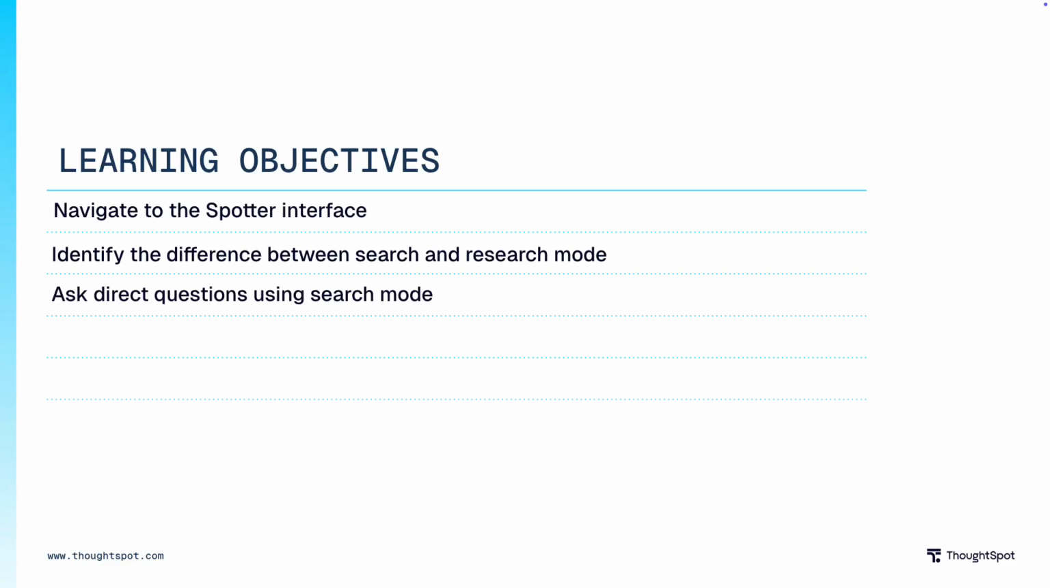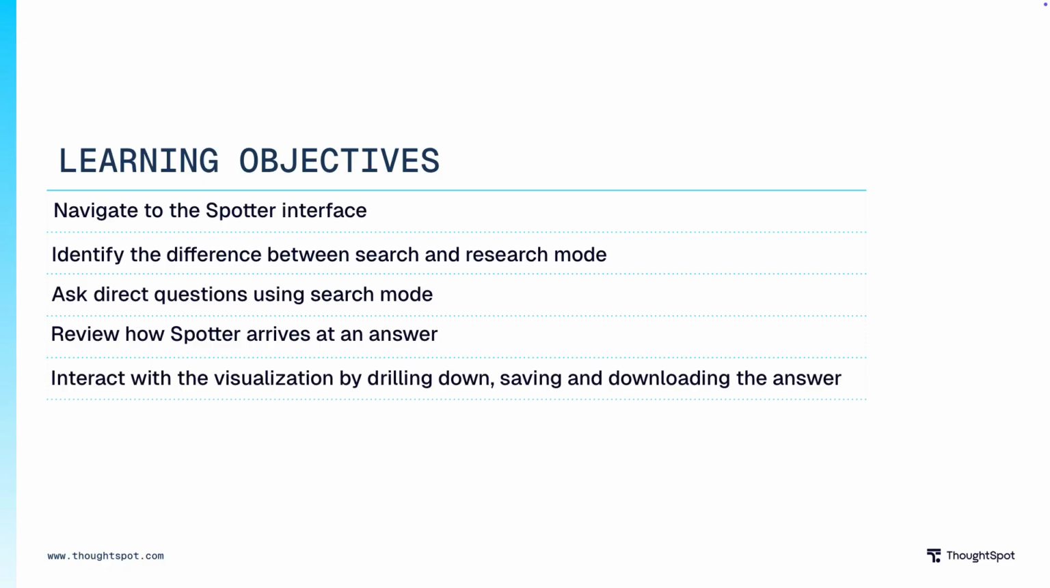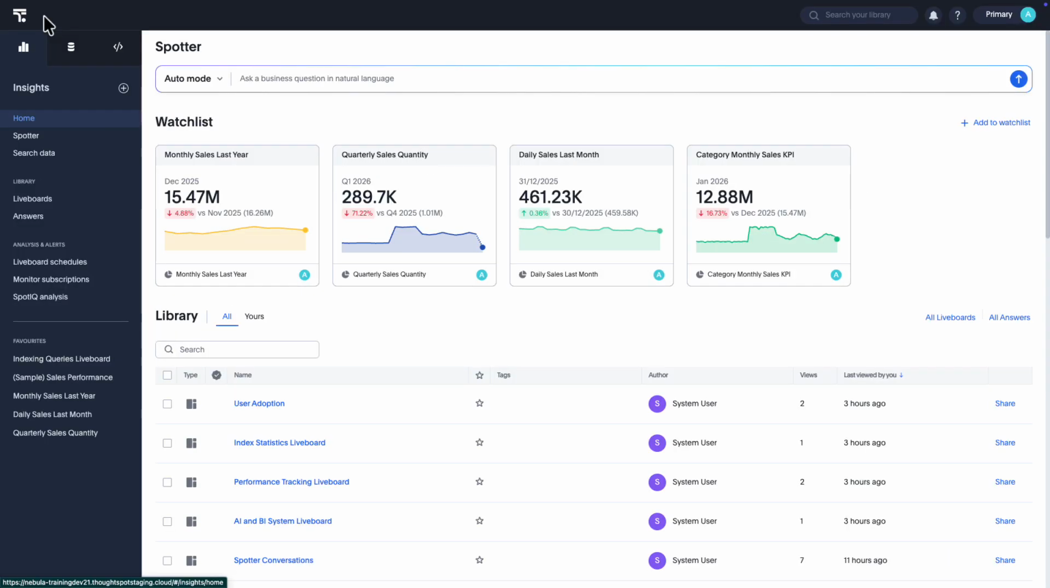Next, you will learn to ask direct data retrieval questions to Spotter using the search mode. Furthermore, you will review how Spotter arrives at an answer. Finally, you will interact with the Spotter-generated visualization by performing actions such as drilling down, saving, and downloading the answer. Let's start by navigating to Spotter and taking a quick look at the interface before we ask our first question.